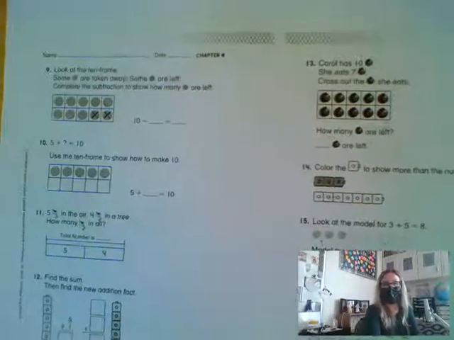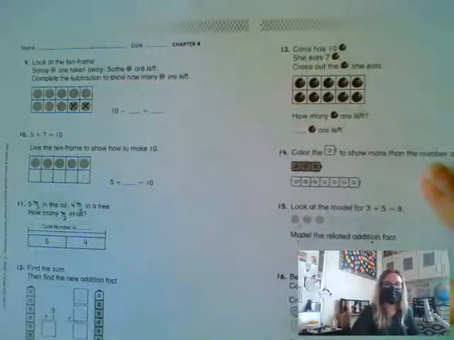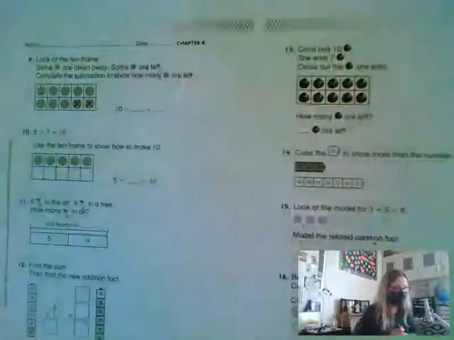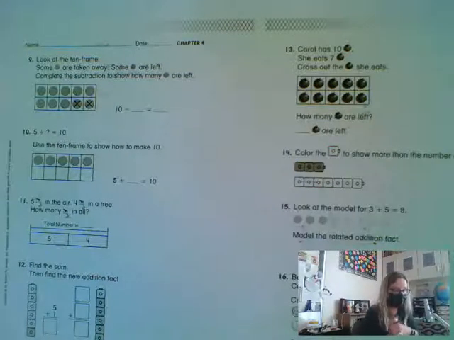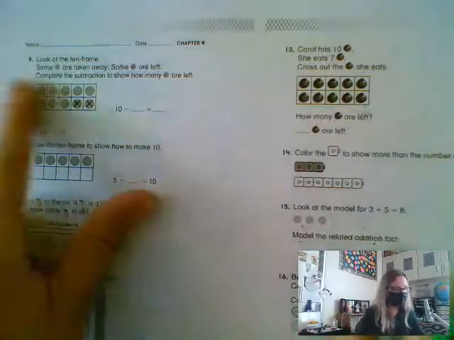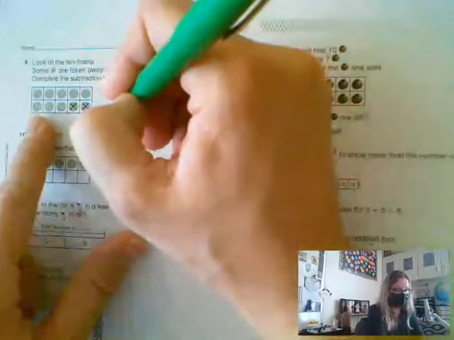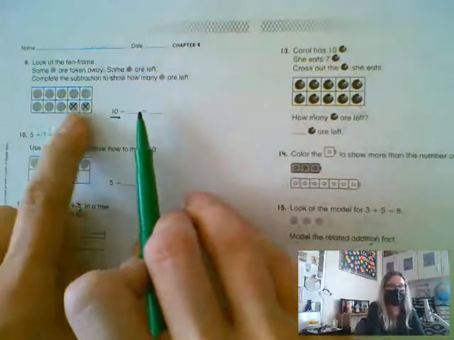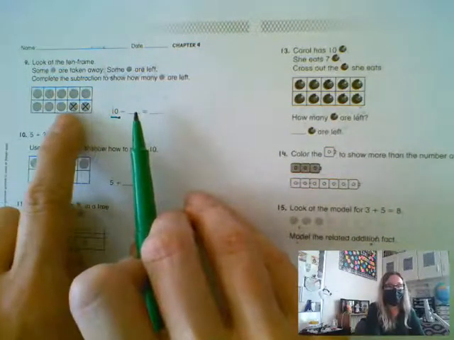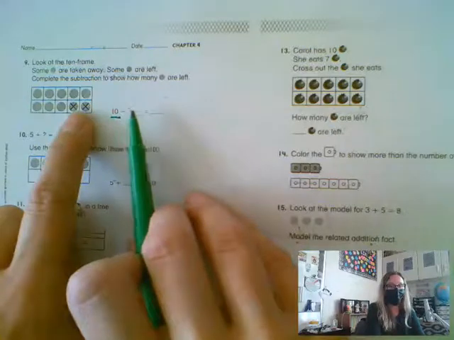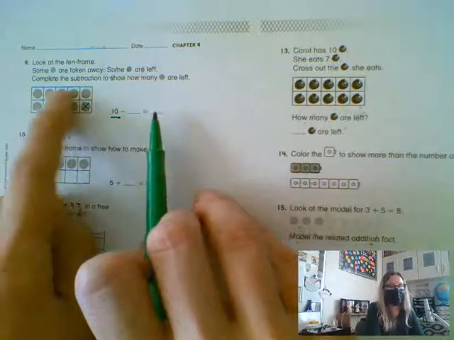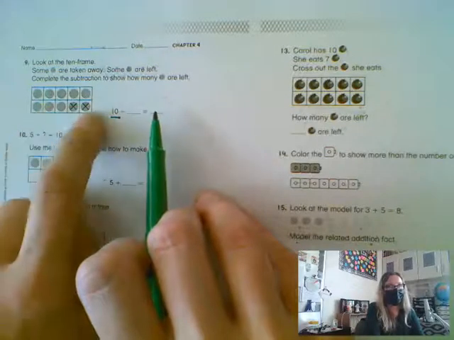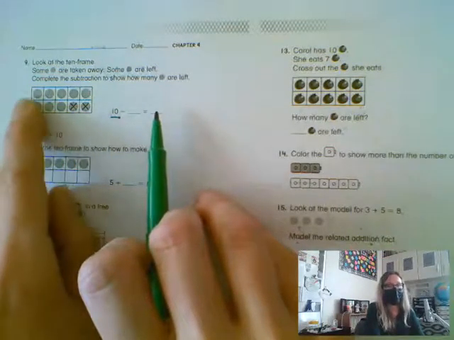All right, friends at home, we have flipped our papers over to the next side. We are looking at number 9. 9 says, look at the 10 frame. Some circles are taken away and some are left. So complete the subtraction to show how many are left. So they had 10 altogether, and they put that number here. On this line, write how many did they take away? They crossed off some. How many? Put that number here. And then for the equals, tell me how many are left. So we have 10, take away some number, equals how many are left.